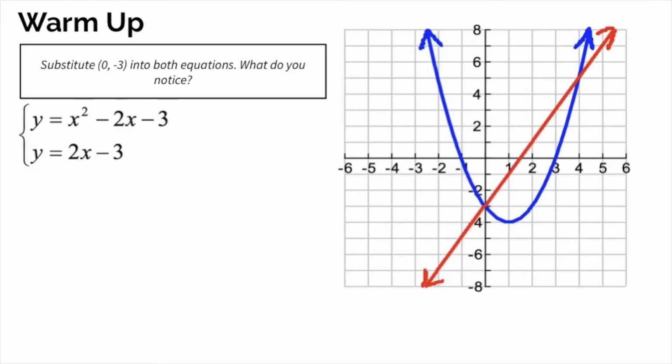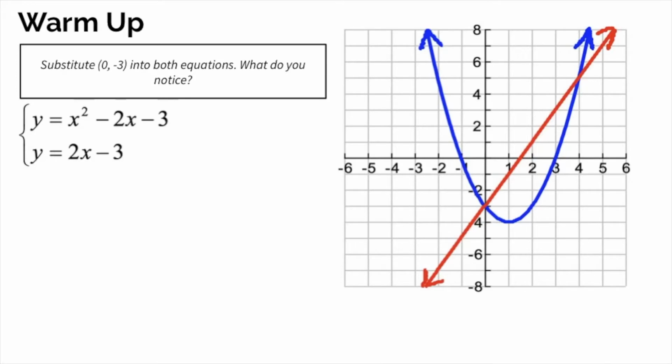So before we get started with this lesson, let's prep our minds for what we're going to cover. You have this warm-up over here. We're given that we want to substitute this coordinate (0, -3) into both of these equations, and then write what we notice once we substitute this coordinate into both equations. So take a minute, pause the video here, and work on this warm-up on your own. And when you're ready to move forward, press play.